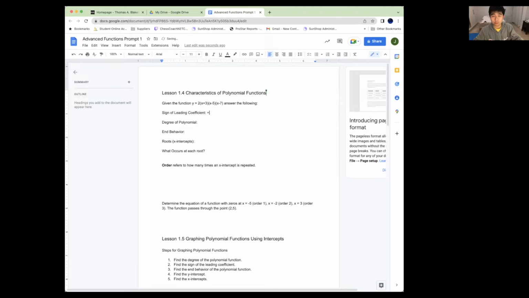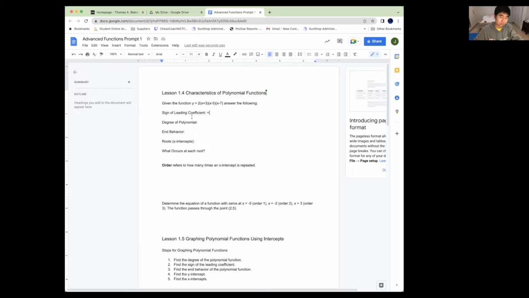Before we go any further, I want to make a note here. If your function is in factored form, just because your a value is a number doesn't mean that's the value of the leading coefficient. In this case it is 2, but you can't assume that the a value is just the value of the leading coefficient. Sometimes it's not. The way to determine that is a little complicated, and I'm not going to go over it in this lesson because we did not go over it in this lesson. All you have to know for now is that the sign of the leading coefficient is positive because the a value is positive.